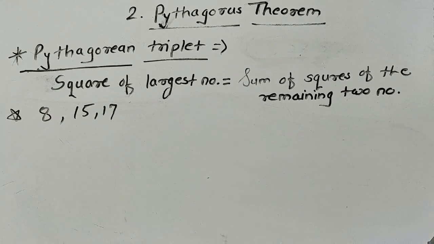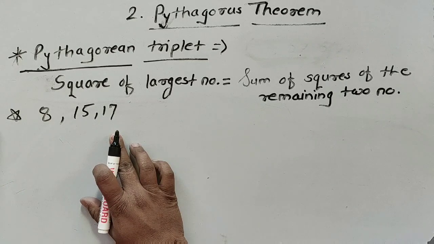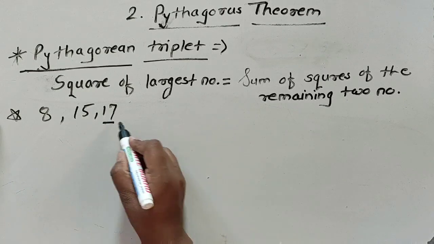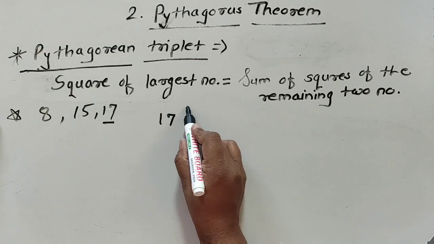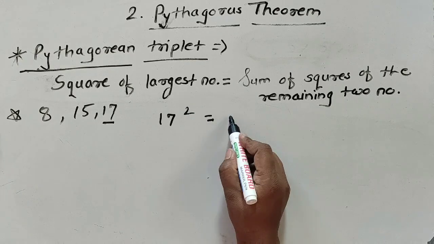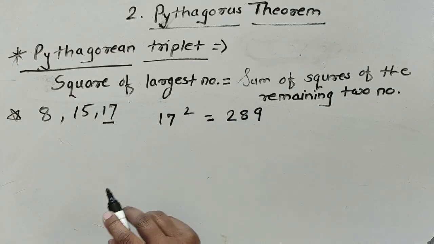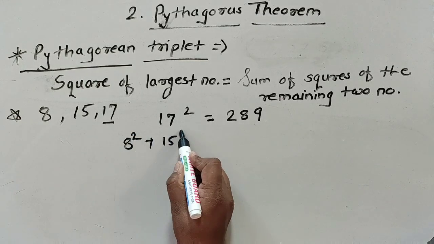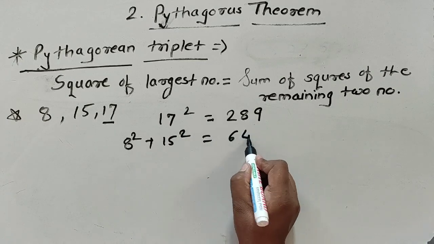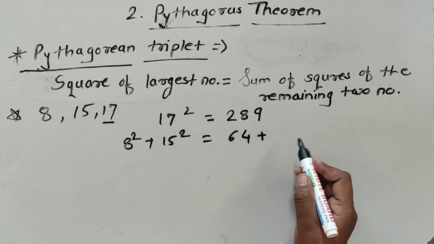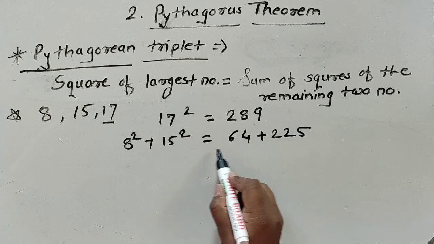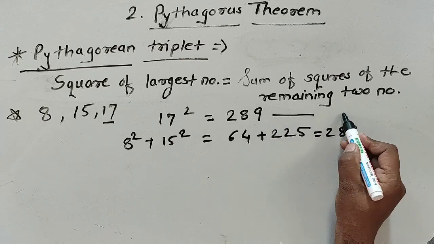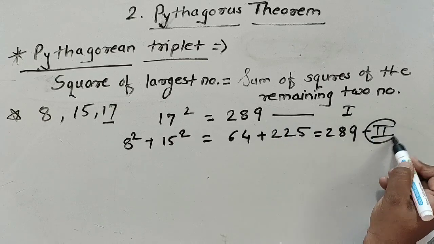Now we will see one more Pythagorean triplet. In this, 8, 15 and 17, the largest number is 17, and 17 square is 289. The smaller numbers: 8 square is 64, plus 15 square is 225, and the sum of these two numbers is 289. So it shows that this is also a Pythagorean triplet.